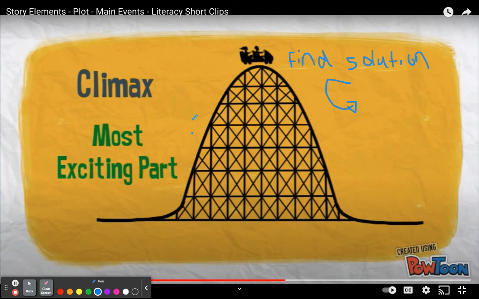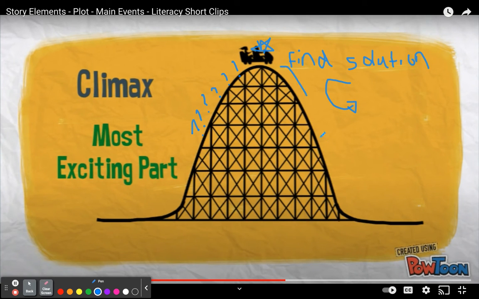It's like, oh my gosh, we have this problem. What are we going to do? I don't know. Oh my gosh. Oh, wait, I think I see something. Oh my gosh, I think this is it. We solved the problem. That's where it happens.